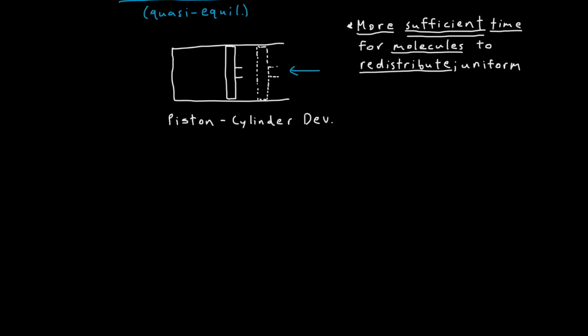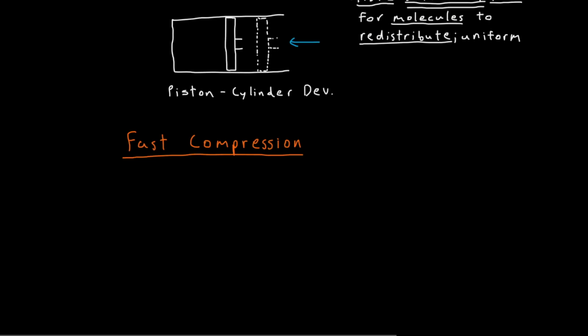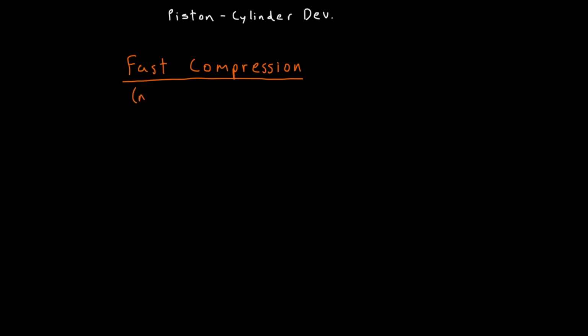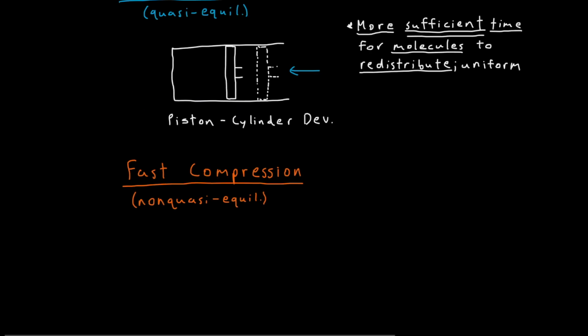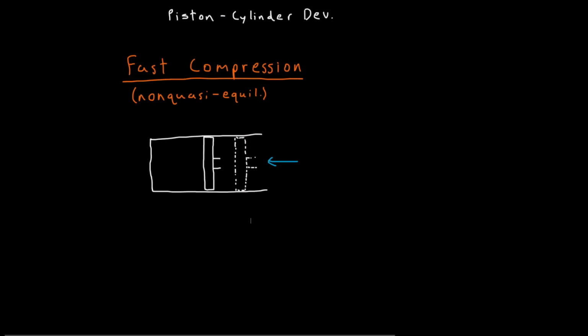Now, in contrast, let's say we have a fast compression process, which consequently is known as non-quasi-equilibrium. Here we will also use a similar piston cylinder device, except the piston moves significantly faster than the one before. As a result, the second state of the piston is further to the left than the slow compression.